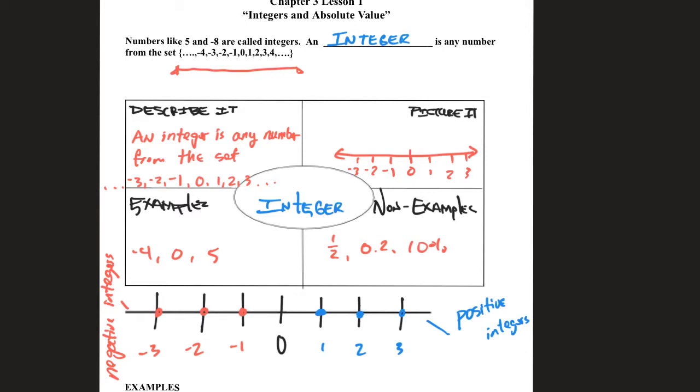You can have a little makeshift number line here, and if you have a number line, you have a 0 in the middle. Numbers to the right are positive, and numbers to the left are negative. Examples of integers: -4, 0, 5 would be examples. Non-examples would be 1/2, 2/10, and 10%. Those are not integers, right?